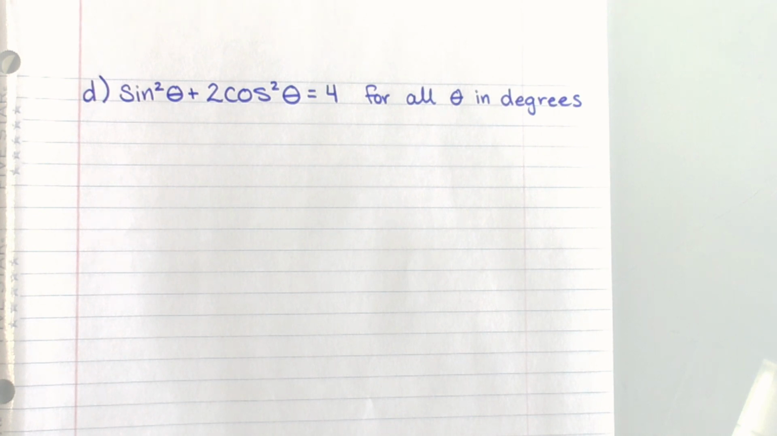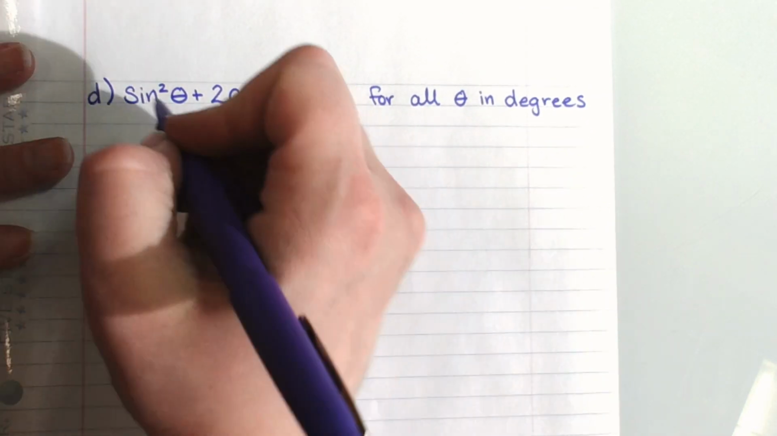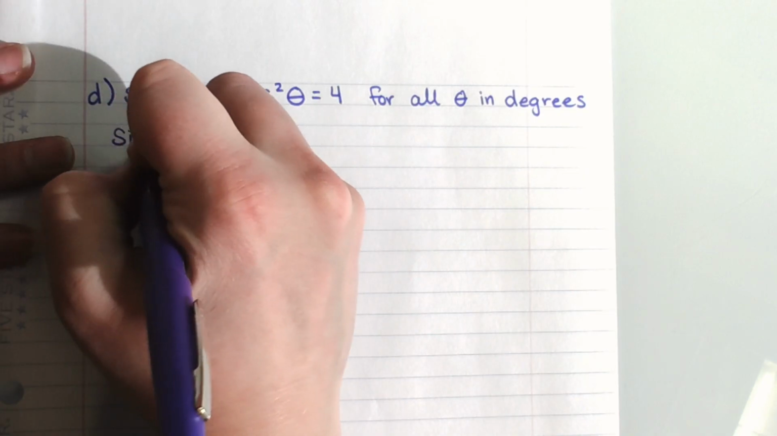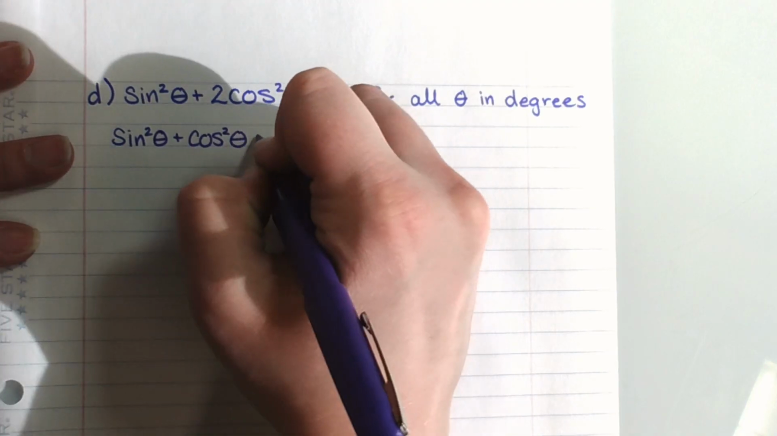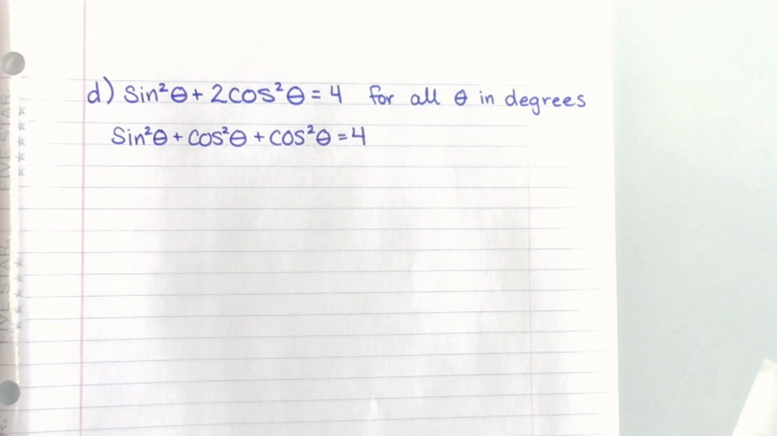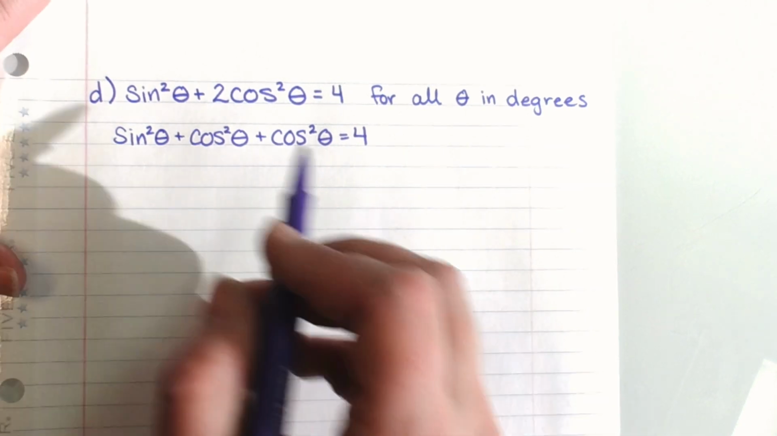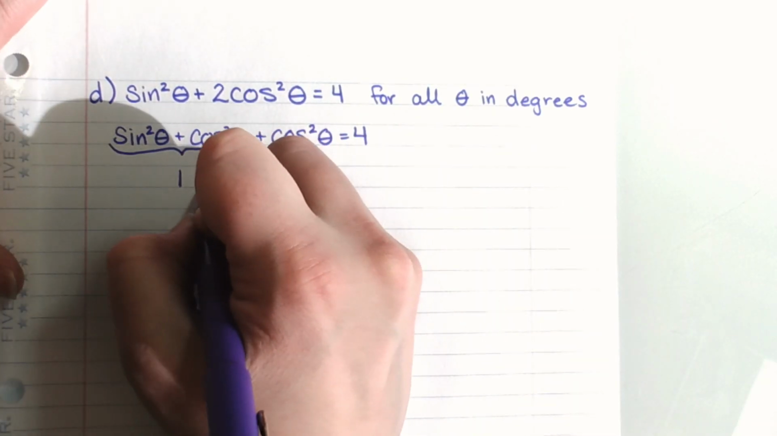I don't exactly have sine squared plus cosine squared, though, do I? I have sine squared plus 2 cosine squared. Can't divide. But I can break it into 2 cosine squareds. That way, now I have sine squared plus cosine squared, which is 1.